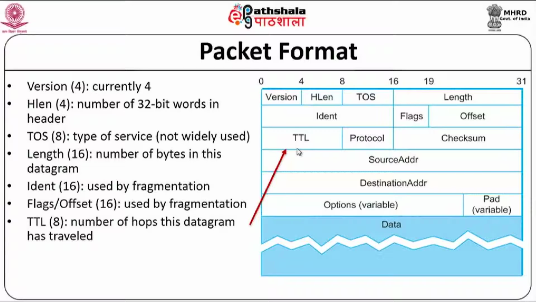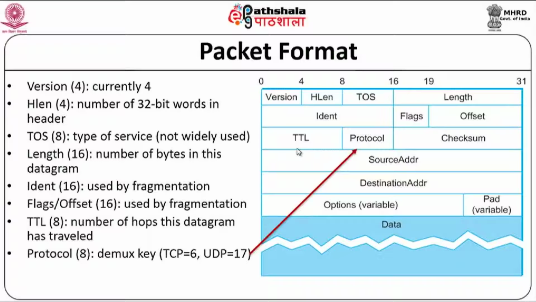This is to take care of packets which are looping around in a network due to some error or something. We do not want packets to be running around in the network forever. Once the TTL value goes to 0, you drop the packet, and of course, when you drop the packet, IP will use the ICMP protocol to inform the sender that it has dropped this packet for this particular reason. Then we have a protocol field, which tells you whether this packet is to be delivered to the TCP protocol or the UDP protocol. It is a demultiplexing key in that sense.